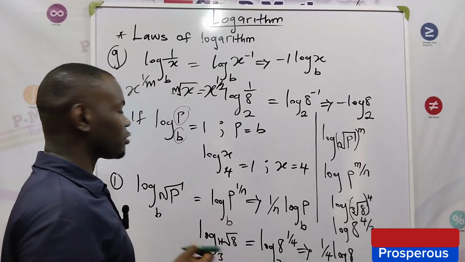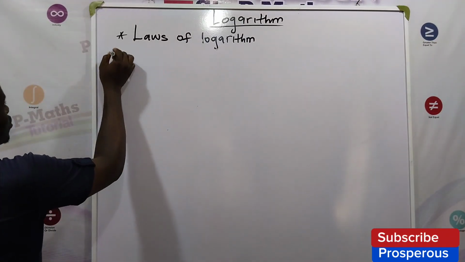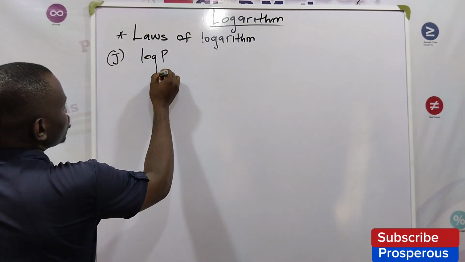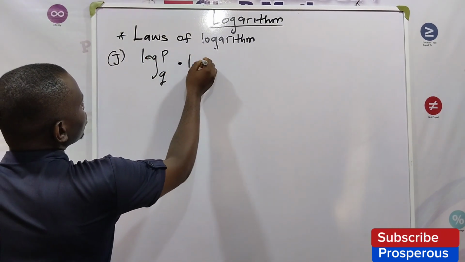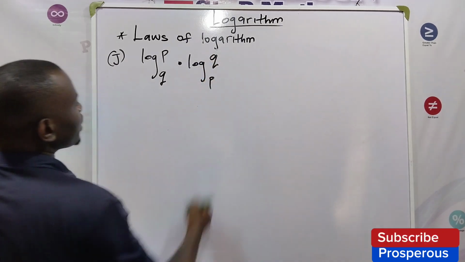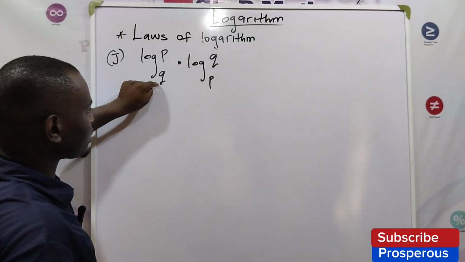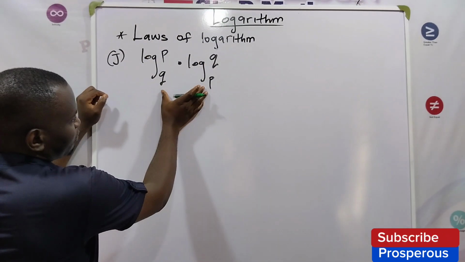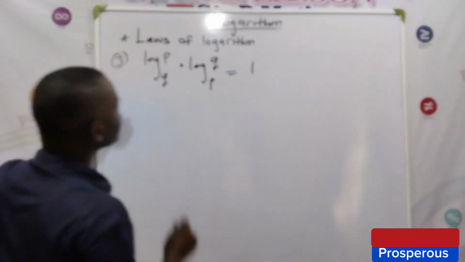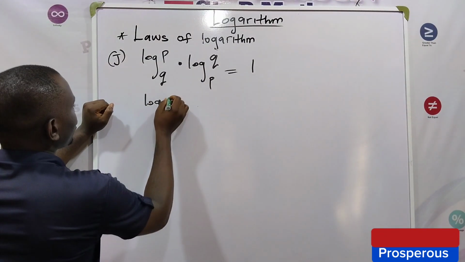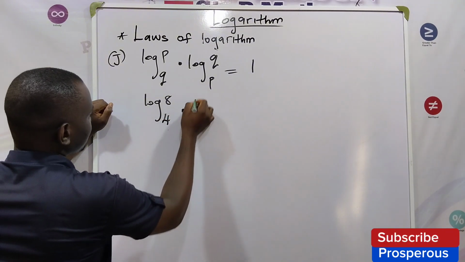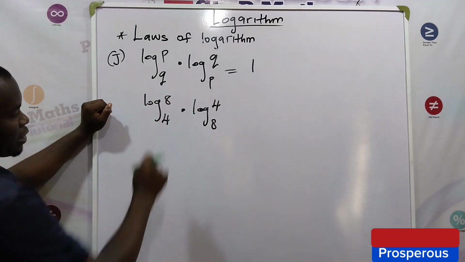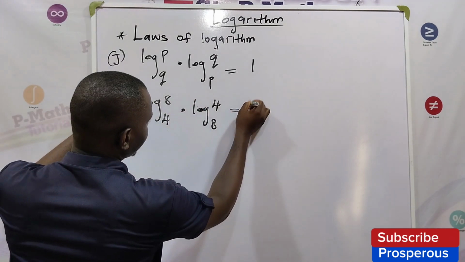Let's look at another law. Let's consider the 11th law. I have logarithm of p to base q multiplying logarithm of q to base p. Anytime a log number to a base switches their position, this is q and p now, and you multiply, it will definitely give you 1. That is how it works. An example, logarithm of 8 to base 4 multiplying logarithm of 4 to base 8. The power and the term have interswitched. When you multiply the both, you are having 1.